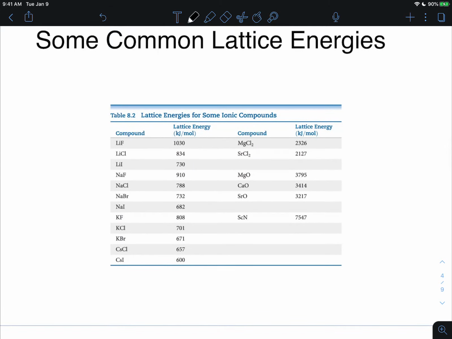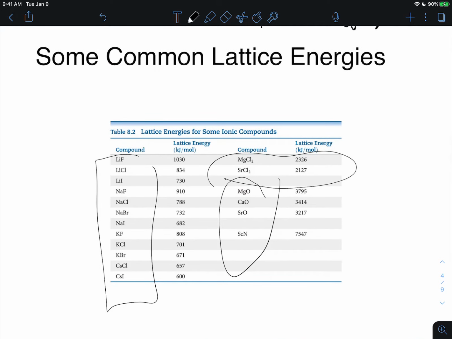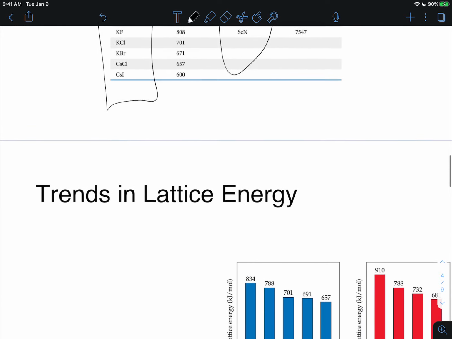Okay, here are some common lattice energies within the first couple rows. And generally, when we look at our ionic compounds and the lattice energies, we will have a lot of the halogens, right, our salt forming. Even more over here. And then we have a couple of oxides and a nitride compound as well. Looking at these lattice energies, we can see some trends forming.